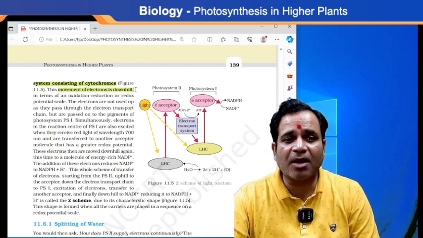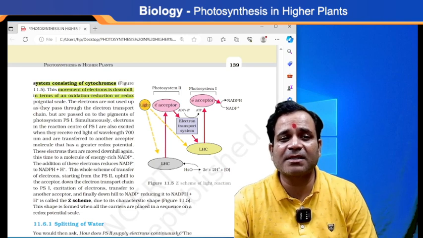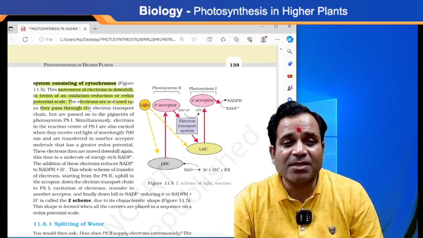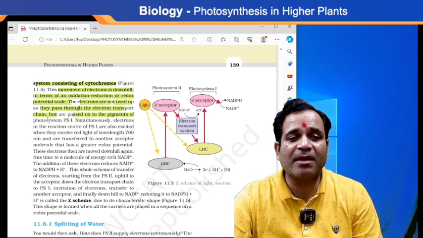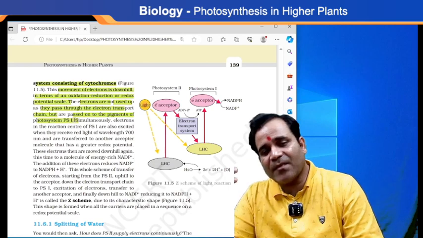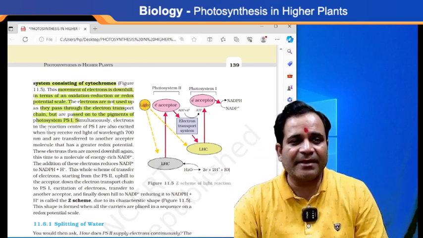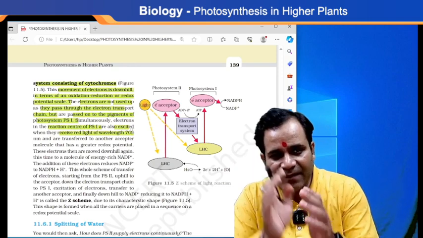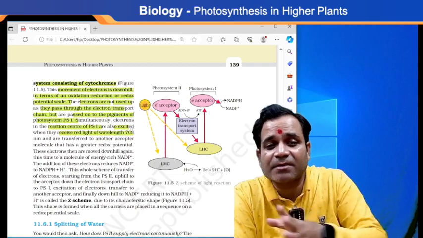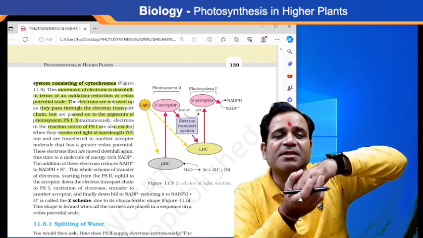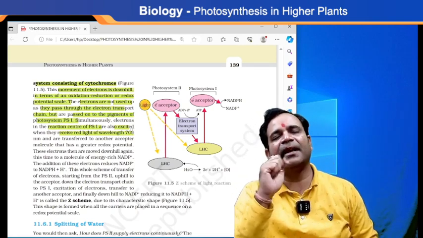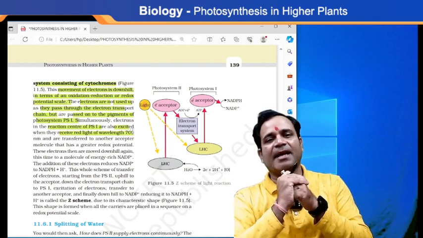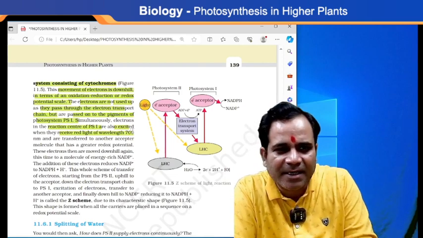So this movement of electrons is downhill. In terms of the oxidation-reduction or redox potential scale, the electrons are not used up as they pass through the electron transport chain, but are passed on to the pigment of photosystem PS first, my dear. In the same way, the electrons in the reaction center of PSI are also excited when they receive light of 700 nanometer wavelength, and it is transferred to another acceptor molecule having a great redox potential. Whenever I say redox potential, it means that oxidation as well as reduction take place, my dear.